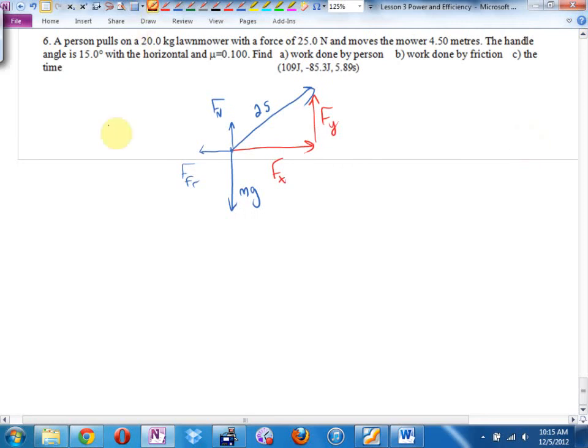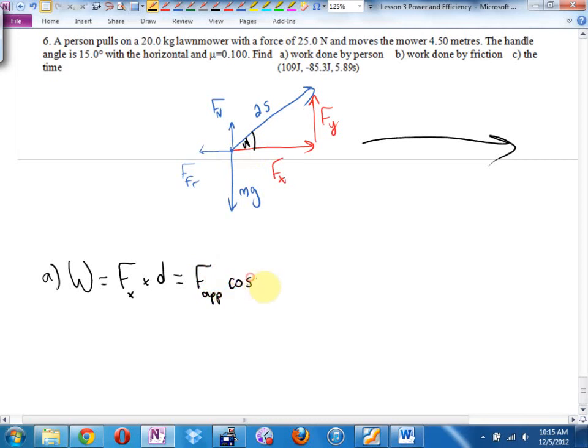A says find the work done by the person. Jason, the work done by the person, now work is force times distance. Here's the key. The lawnmower is moving in that direction. I better use a force that's in that level. Don't be using the 25. I'm going to be using the horizontal component, which I think if I do the quick trig with this being 15 degrees, I think it's going to be F applied cosine of 15 times distance. Is that okay? So it's going to be 25 times cos 15 times 4.5.